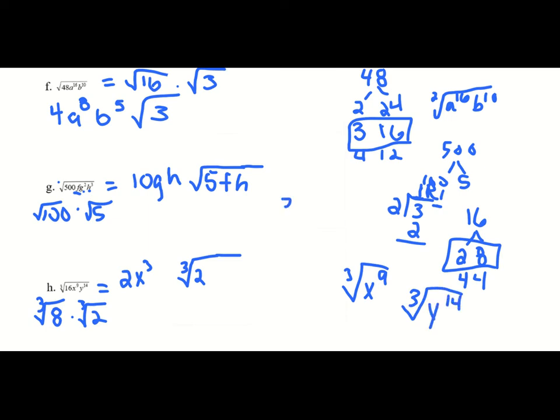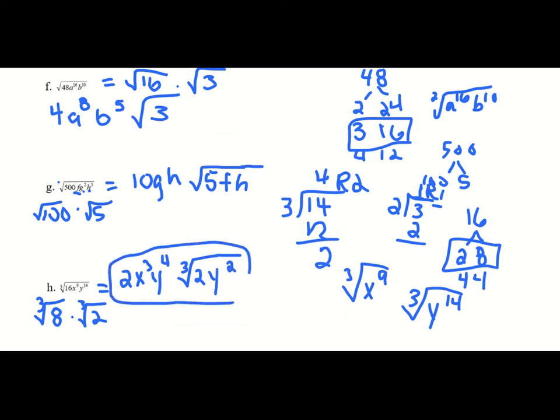And 3 goes into 14 4 whole times, and there is a remainder of 2. So that means I will have y to the 4th on the outside. My remainder is 2, so I'll have y to the 2nd power on the inside. So my final answer is 2, x cubed, y to the 4th, times the cubed root of 2y to the 2nd power.